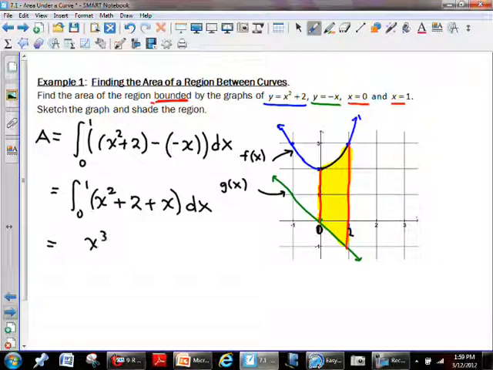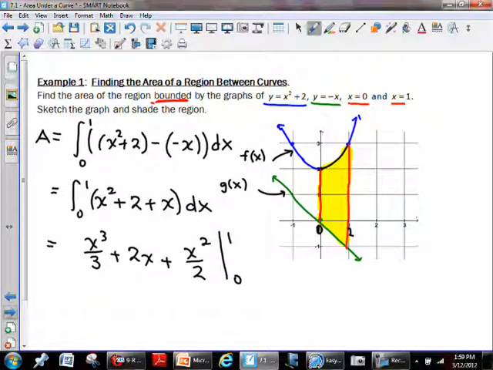So integrating x squared, of course, is x cubed over 3. Integrating 2 would be 2x. Integrating x would be x squared over 2. And then don't forget we have the boundaries 0 and 1 to contend with, right? No plus c is needed in a definite integration problem. Right? And it's very fortunate that one of our boundaries is 0. That's going to make things really simple for us.